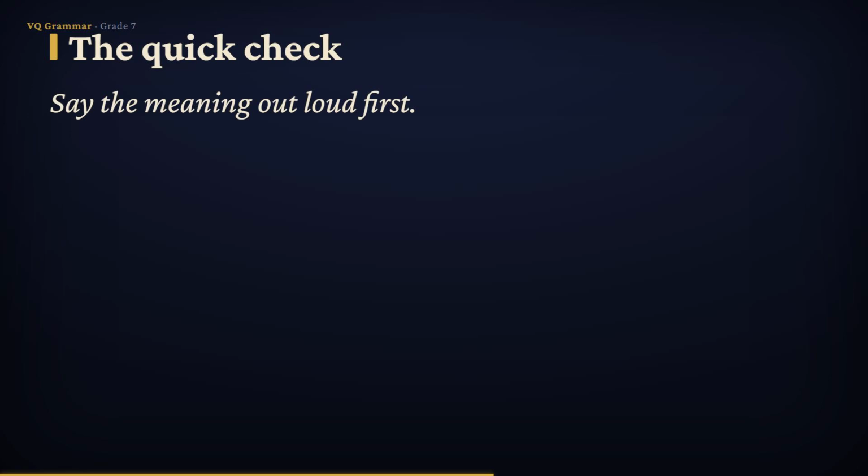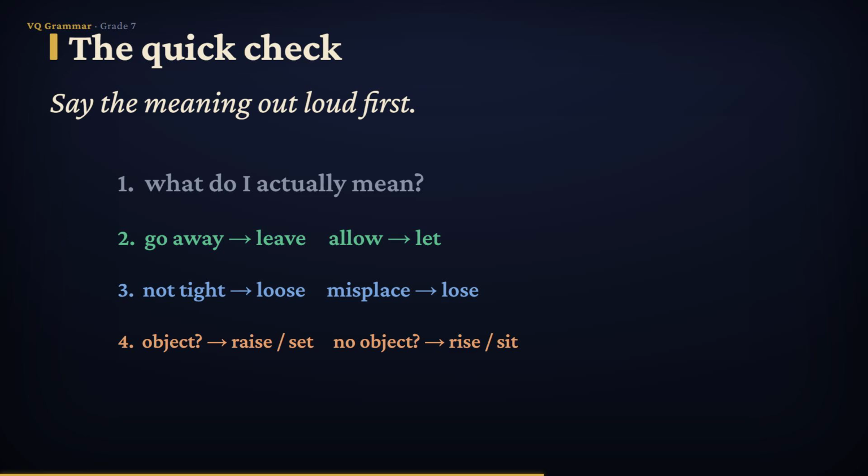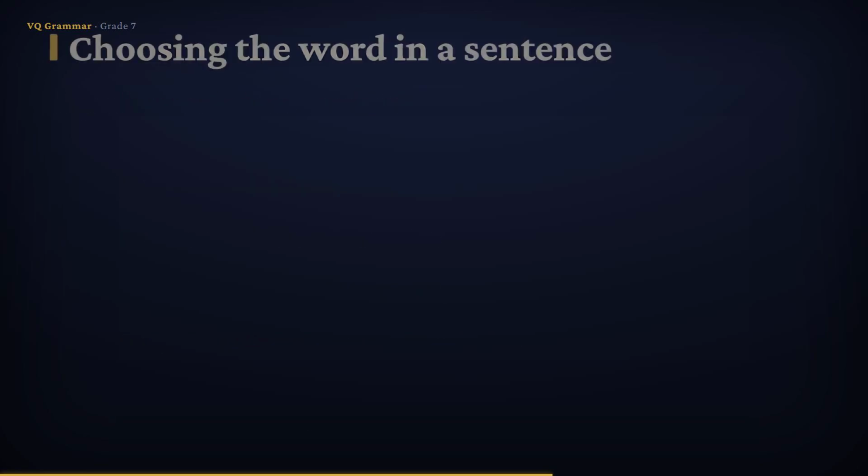Let's turn all of this into one simple habit. Before you write any of these words, pause and ask what you actually mean. If you mean go away, use leave. If you mean allow, use let. If you mean not tight, use loose with 2 O's. If you mean misplace, use lose. And if there's an object being lifted or placed, use raise or set. If the subject acts on its own, use rise or sit. Name the meaning and the word chooses itself.